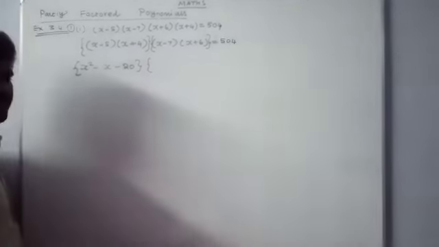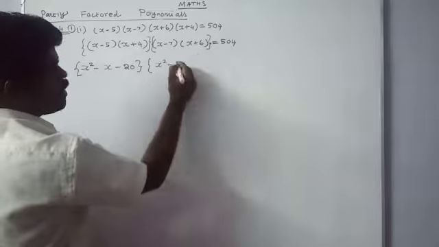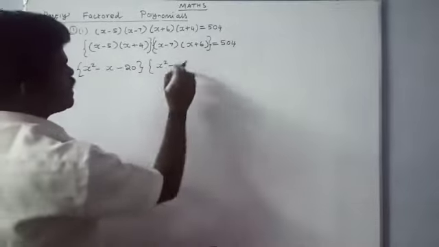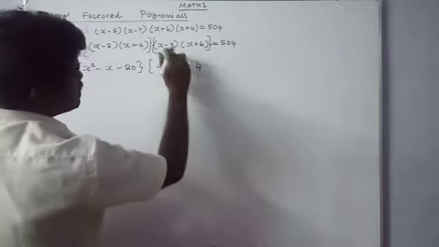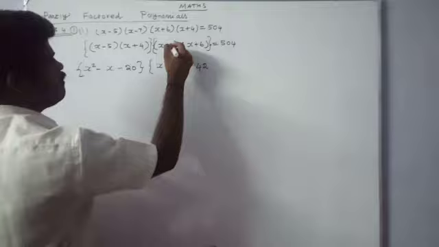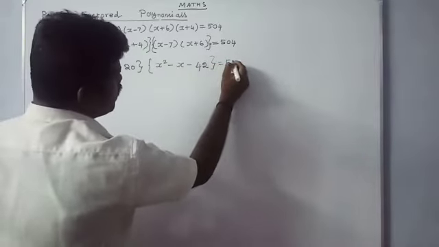And the other set of factors: here x squared minus, 7 plus 6, what is it? The sum of the roots gives minus x, because minus 7 plus 6 is minus 1. So minus x. And minus 7 into 6 is minus 42, which is equal to 504, right?